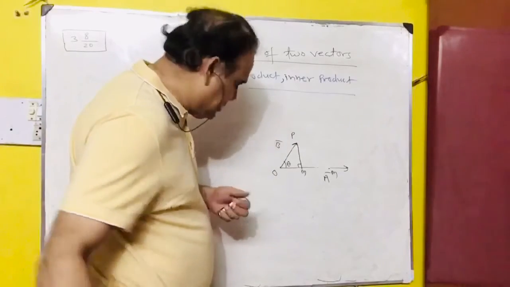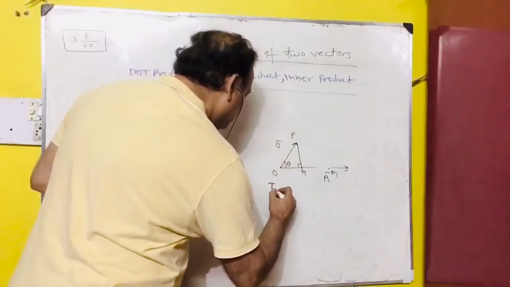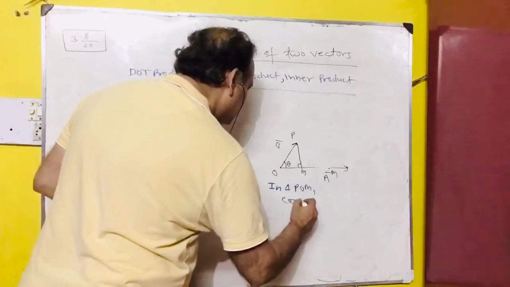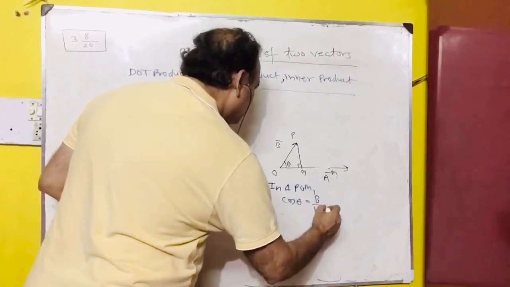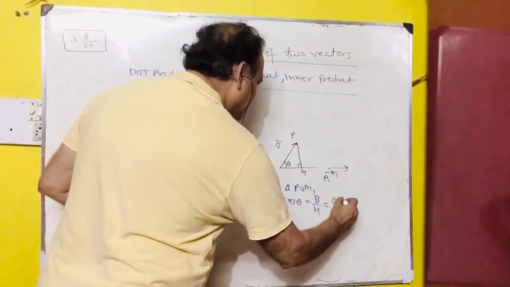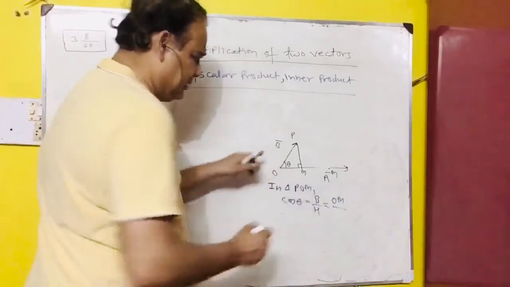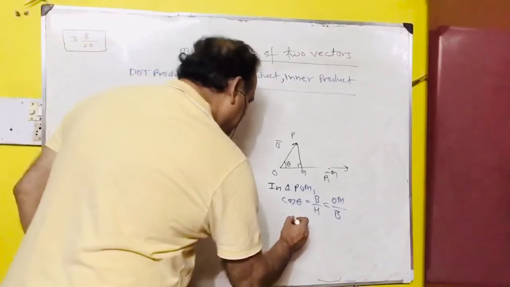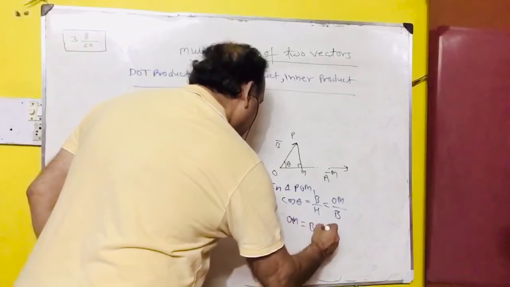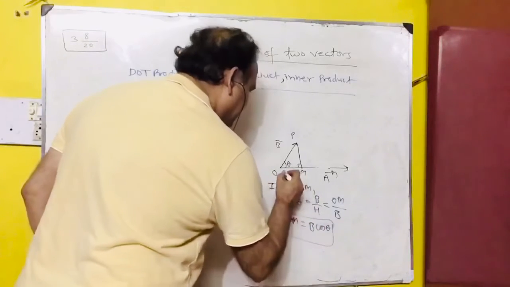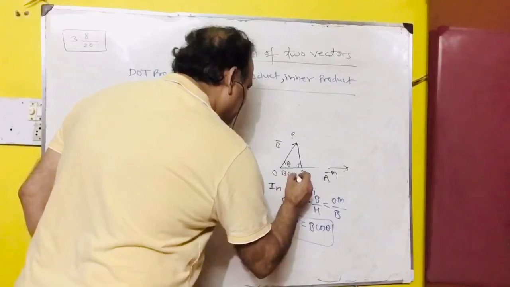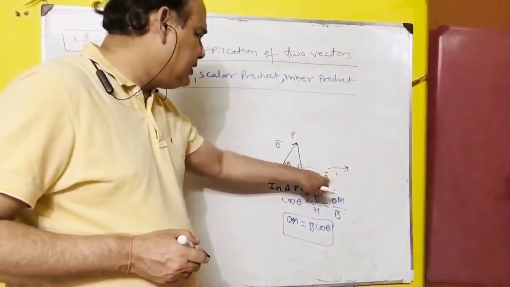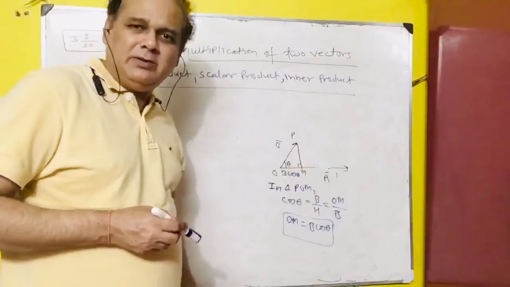In triangle POM, cos theta equal to base upon hypotenuse. Base is OM and hypotenuse is B, not B vector, because I am taking magnitude. It means OM is equal to P cos theta. तो ये वाला टर्म आ गया मेरे पास, B cos theta, right? So this is in the direction of A, and now we can multiply them.